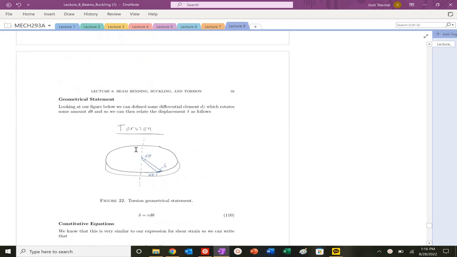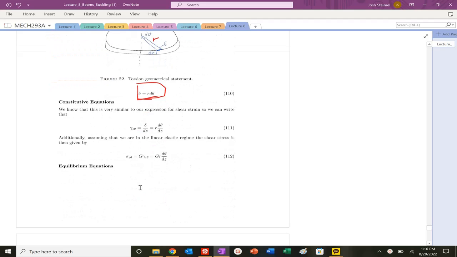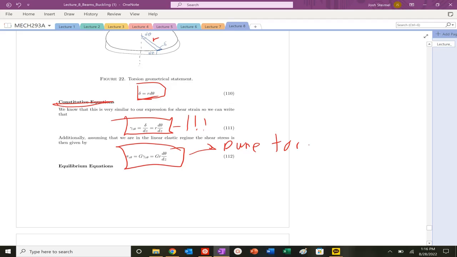equilibrium conditions again. So our geometric statement, similar to what we saw for bending, when material undergoes torsion, it's going to undergo some displacement delta that we can relate to basically our arm or the radius and that d theta. Our constitutive equations, we can relate that displacement to a strain. So that initial delta there divided by dz, again, you can see that's kind of similar to that shear type displacement. It's basically a pure torsional state.